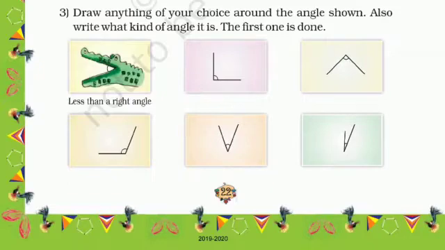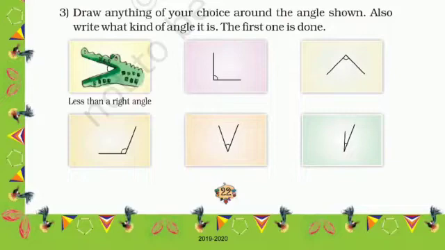So students, here one exercise is given on page number 22, question number 3, that we have to solve. Draw anything of your choice around the angle shown. Means हमको हमारी choice का कोई भी एक picture draw करना है. Also write what kind of angle it is. और हमको ये भी लिखना है कि what kind of angle it is. It is an acute angle, it is a right angle, or it is less than a right angle, or it is more than a right angle. So we have to do this exercise.